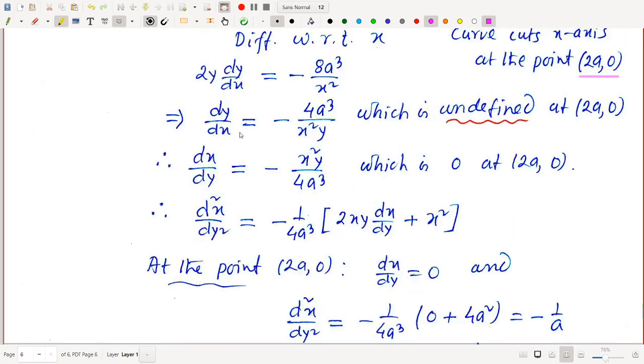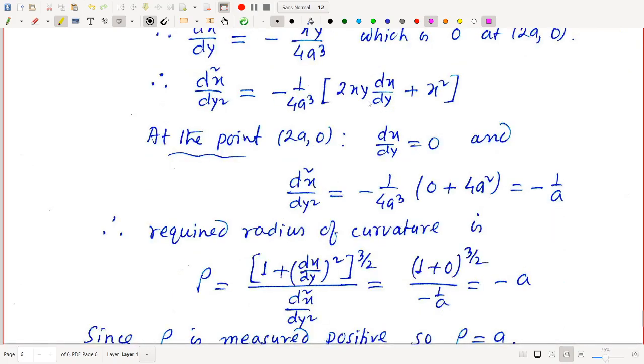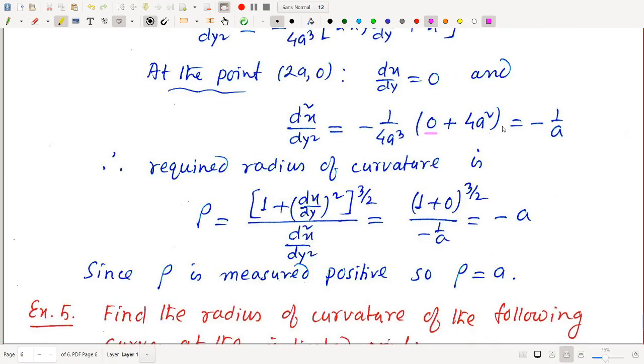we get dx by dy is already 0, because y is 0, and d square x by dy square will be what? y is 0, so this part will give us 0, and x square means twice a square is 4a square. So 4a square and minus 1 by 4a cube, simplifying we get minus 1 by a. So first derivative, second derivative obtained.